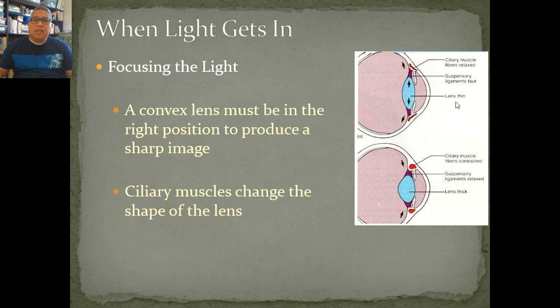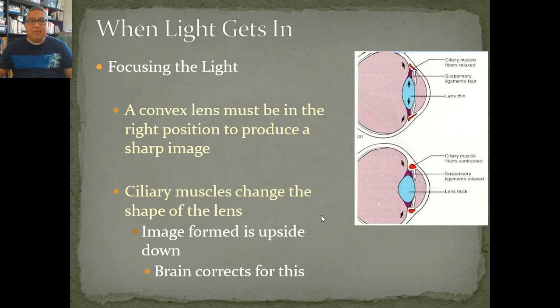And that's the reason why some people, if the muscles are not that efficient, or if they have a problem with their lens, then they will use glasses, like me, to help out the lens in my eyes in order for me to see better. So the image formed is upside down, and the brain corrects it. Whatever you're seeing should be upside down, but the brain is a powerful computer that will correct the image that you're seeing.